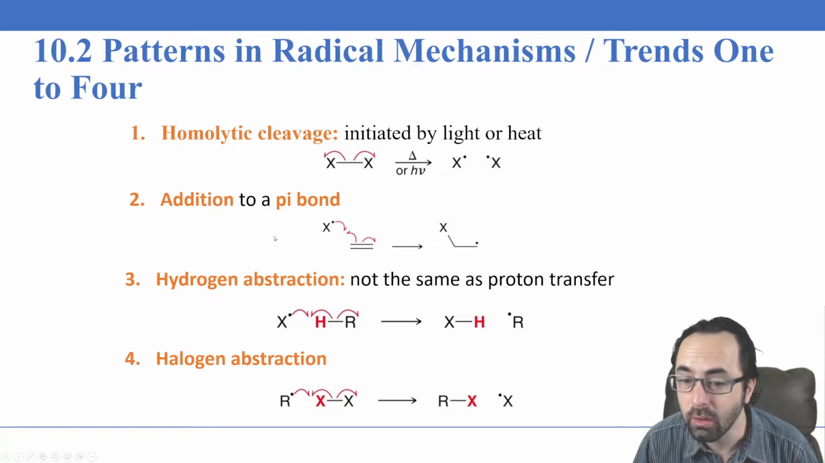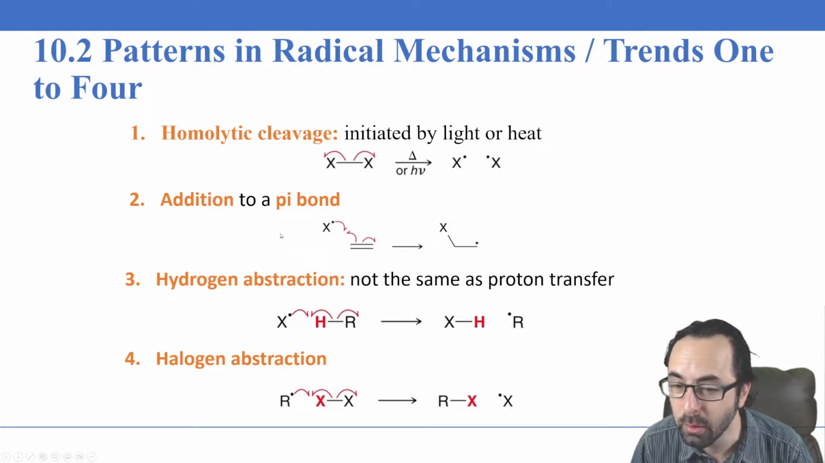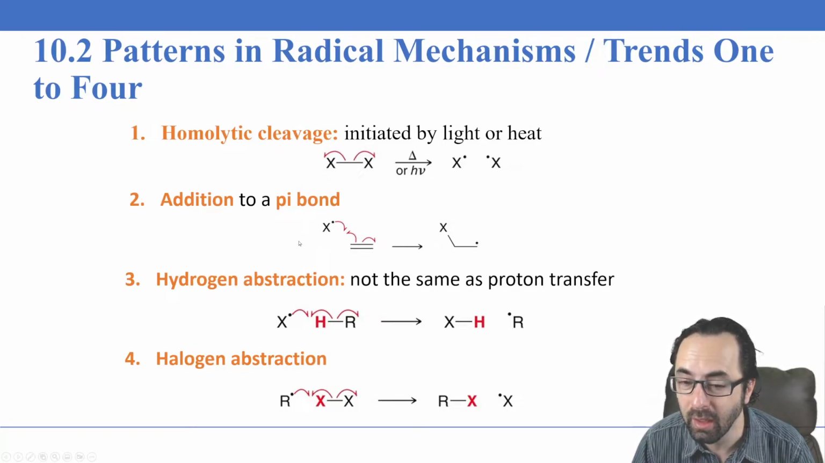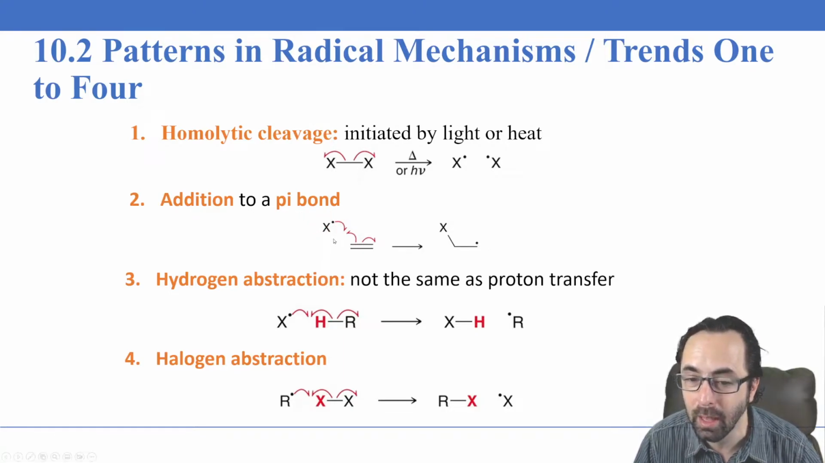We can have addition to a pi bond. This is similar to addition reactions that we saw in the ionic case, but instead of adding a hydrogen and an atom, we're just adding that one atom. And the atom has to be a radical to initiate the reaction. The unpaired electron in the radical goes into forming the bond. One electron in the pi bond goes into forming the bond, and then the remaining electron in the pi bond will go on the other carbon atom that does not attach itself to the new radical that reacted and added to the pi bond. The next one here is hydrogen abstraction.